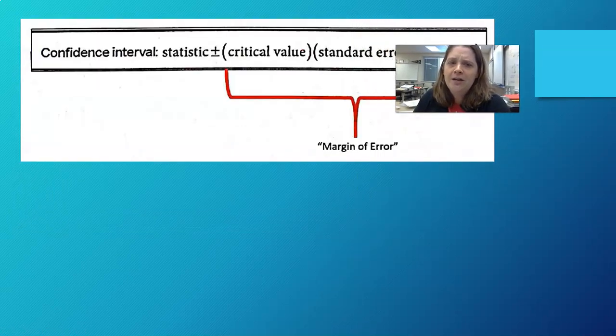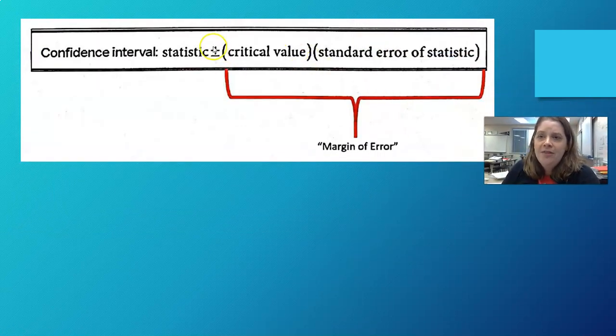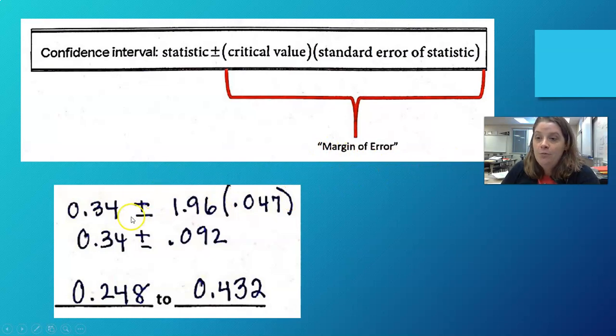Now, just a real quick other vocabulary word here. The thing that happens after the plus or minus is referred to as the margin of error. So, for example, when we did the Hershey Kiss problem, I had 0.34 as my statistic, 1.96 critical value, 0.047. If I multiply those two things together, I got 0.092. That 0.092 is referred to as my margin of error. So, it was 34% plus or minus about 9%. There's about a 9% margin of error here.